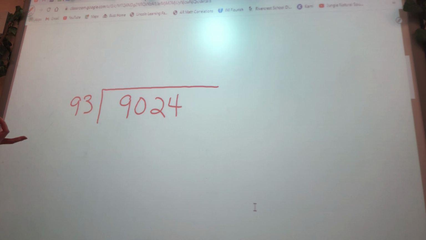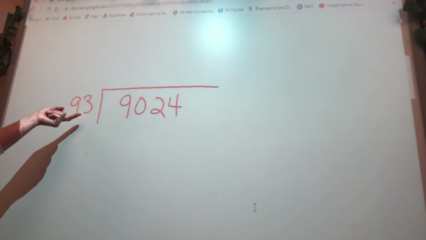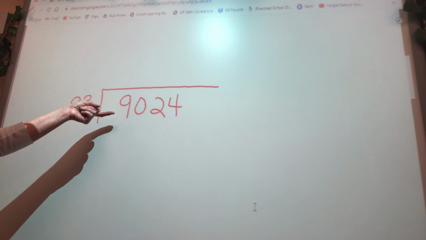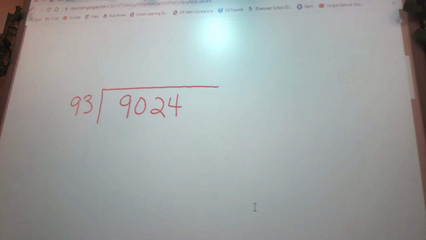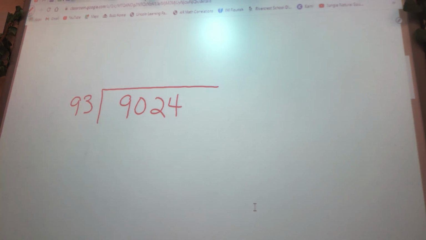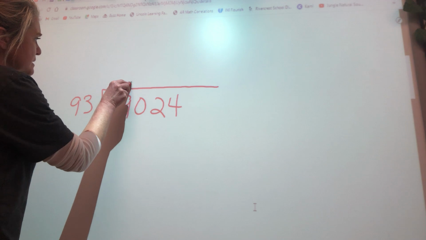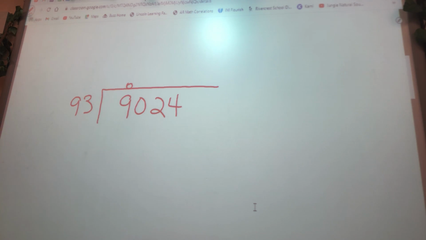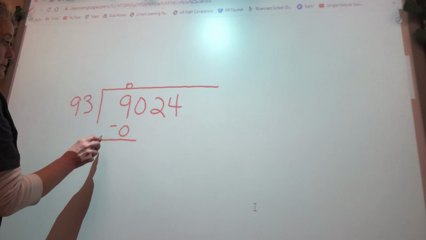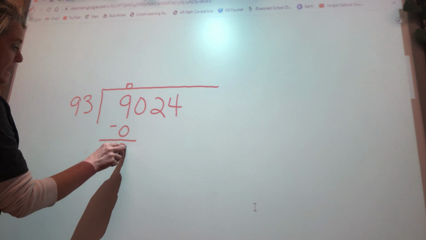All right, now when we've been working with a single digit out here, we start by seeing how many times that digit would go into the first number. And hey, we do it the same way. How many times will 93 go into 9? Well, it won't, will it? So we're going to put a placeholder 0 over that 9. And then 0 times 93 is 0. So we would subtract. 9 minus 0 is 9.